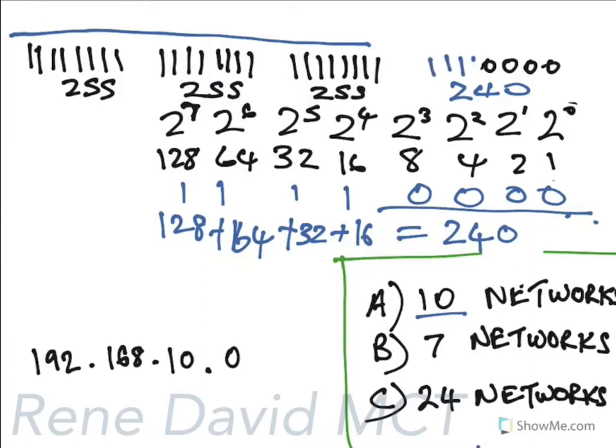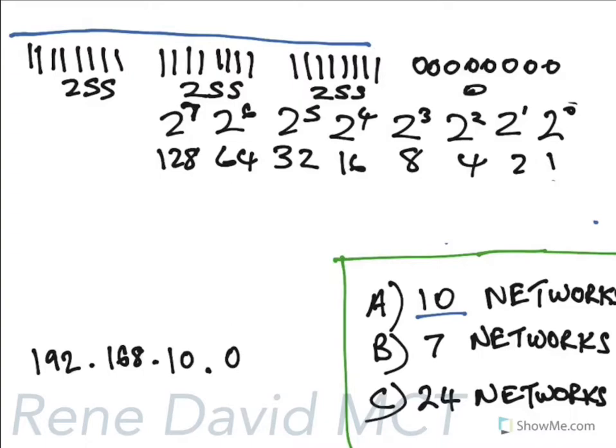1, 2, 3, 4. All right, and that's 240. All right, B is an interesting one. B is 7 networks. Now to get to 7, I need 1, 2, 3. That gives us 0 to 7. 4 plus 2 plus 1 is 7, which accommodates for our 7 networks.